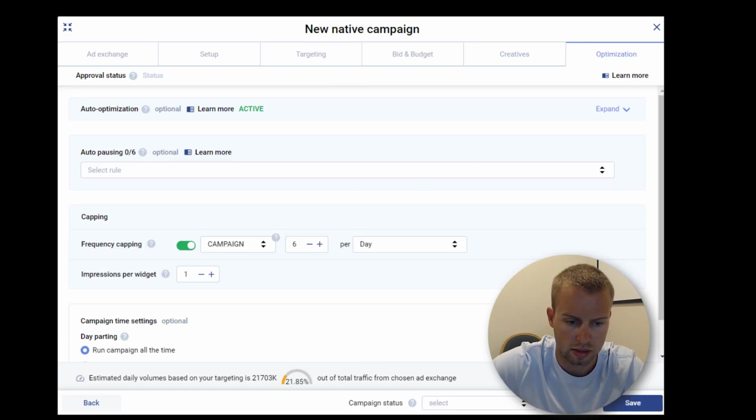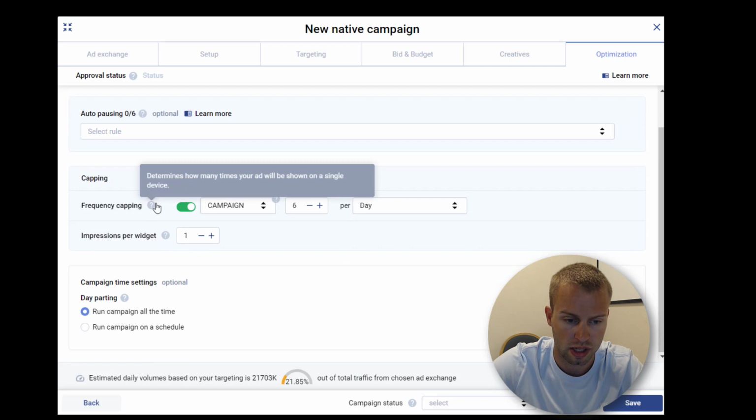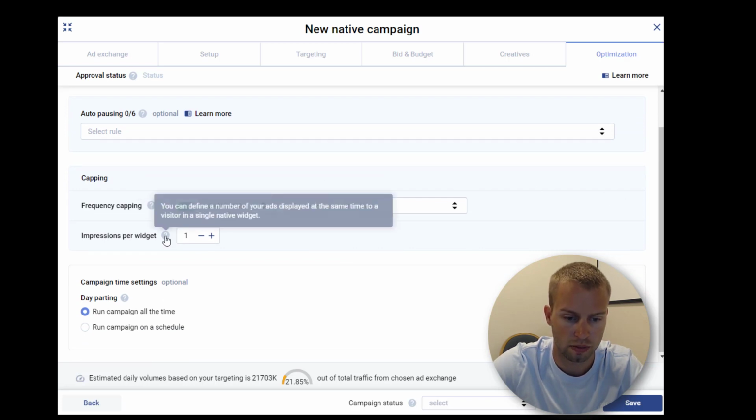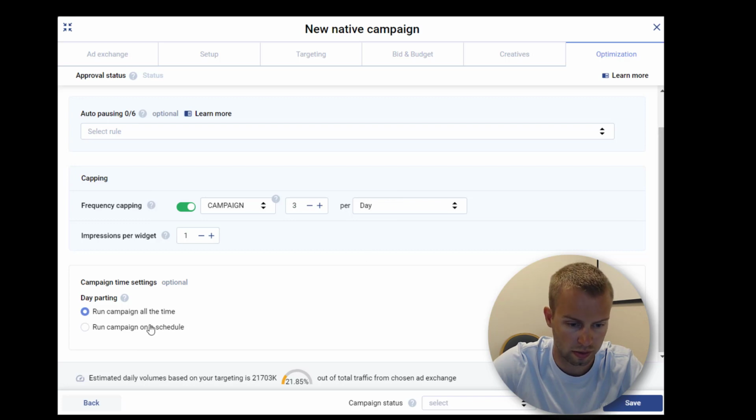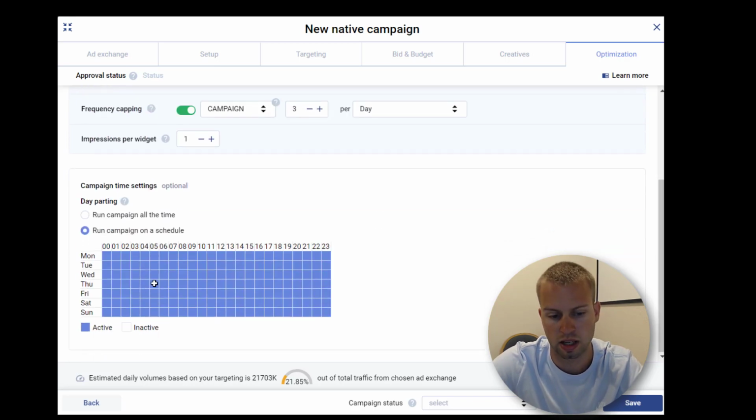Then I'll click next. So then you can add in some auto pausing rules. Example, if you spend X amount with no conversions, then pause that ad or whatever you want. You can read about this by clicking learn more. Super handy stuff in there. Frequency capping, I'll do like 3 per day. Impressions per widget, I'll just leave it at 1, that was default. Then I'll run the campaign at a schedule.